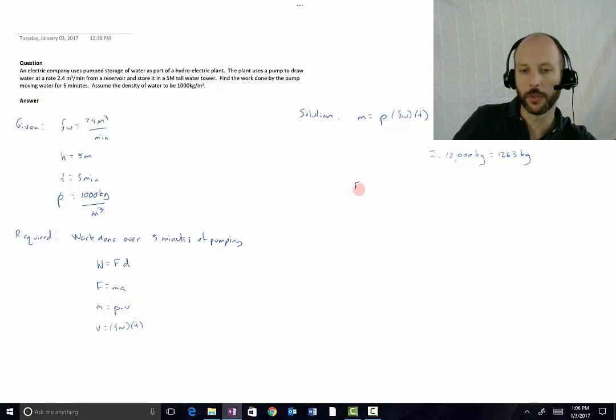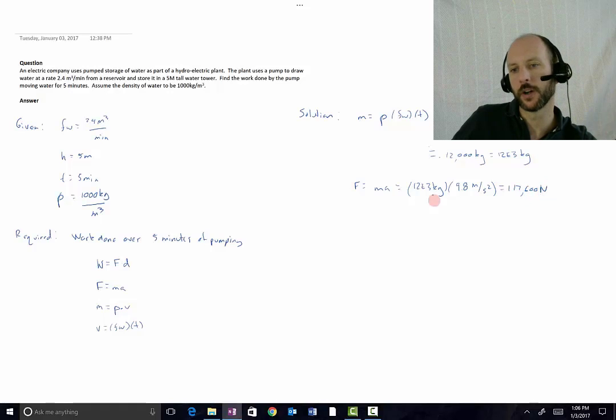Next, we need to know what the force applied to move that mass of water is. And so we've got the mass and then the acceleration, and we are pumping against the downward force of gravity here. So this is 9.8 meters per second squared, which is the acceleration constant g. Multiply those out and you'll get kilogram meters per second squared, which is a newton. And so the final answer is 117,600 newtons is the amount of force that needs to be applied for this to happen.